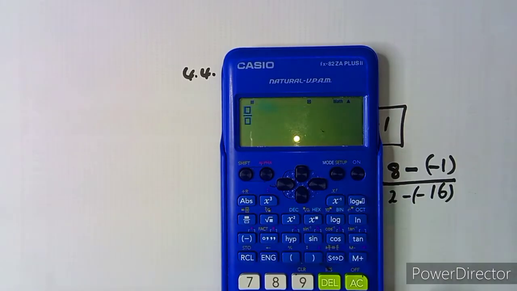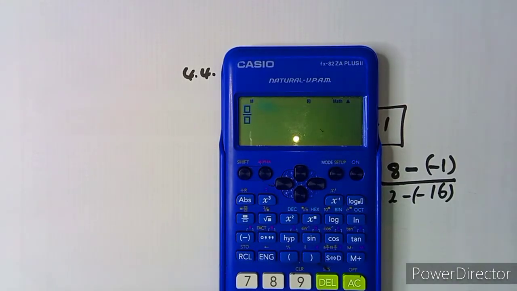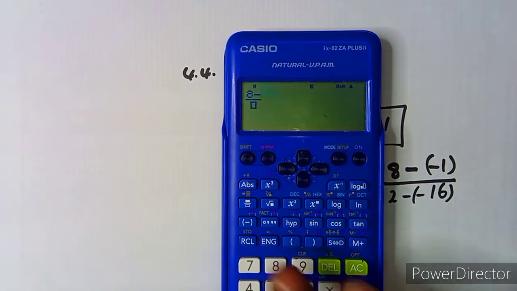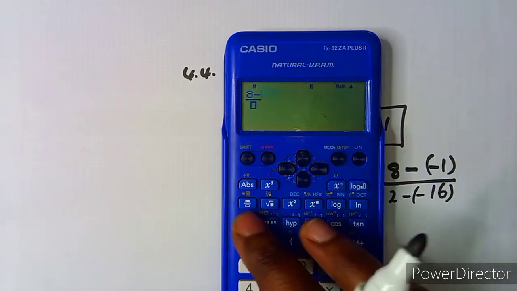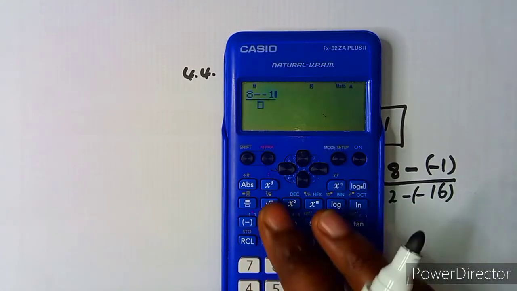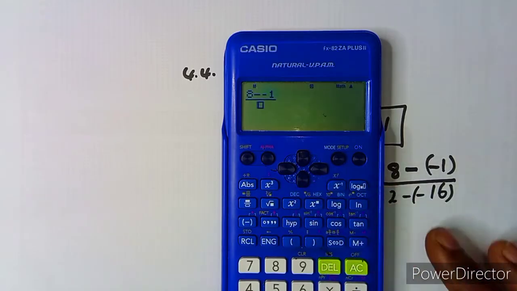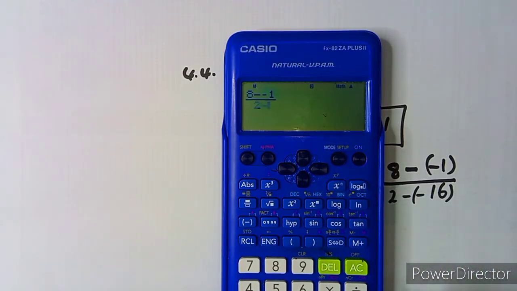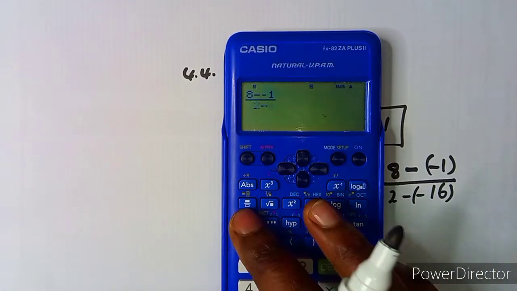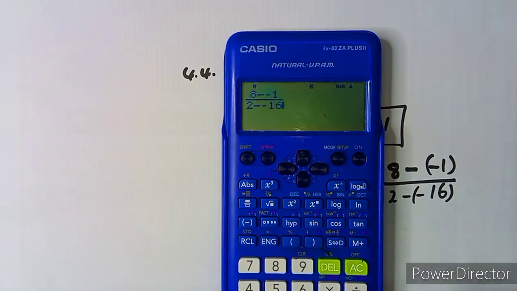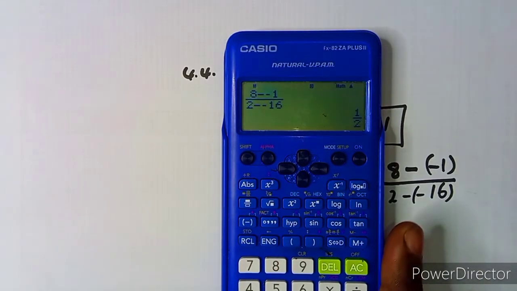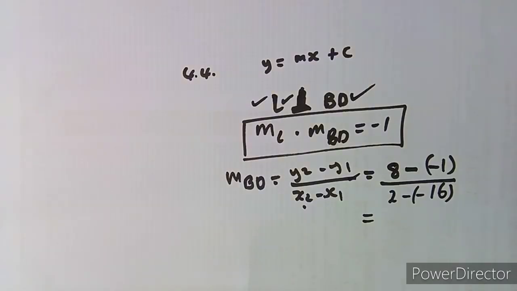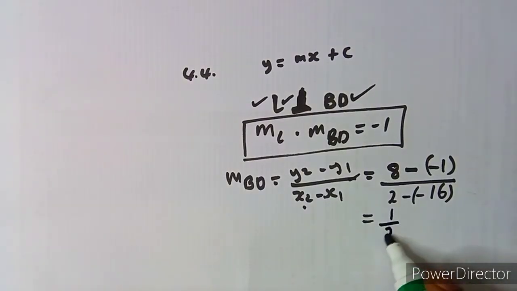So now just put this on the fraction from your calculator. This is going to be 8 minus, remember what I said, there's a minus this one to subtract, and the minus of the sign in bracket this one, so it's -1. It's already in the bracket like that. Okay, we have 2, you subtract, then you use this minus in bracket to indicate a number in bracket, like this. So you're going to obtain 1 over 2. This is the gradient of BD, which is 1 over 2.